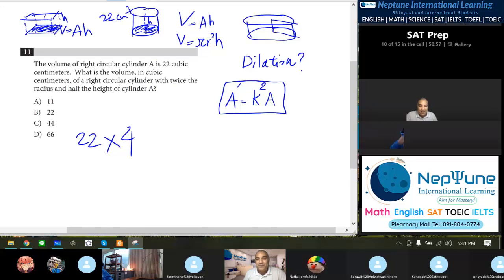Now, but the height doesn't have that situation. If I multiply it by h, it's just 1 h. So if you make it half, this will be half. So 4 over 2 is 2, so the volume will be 44. That's the volume of this new shape, because the radius is going to be 2 times bigger, so 2 squared is 4, and height will be half. So all we need to do is 22 times 4 times half and get 44.